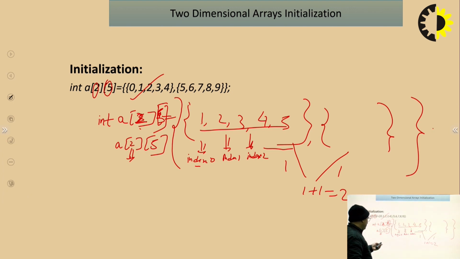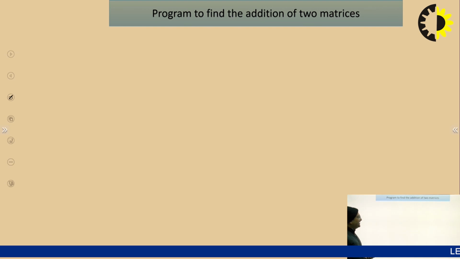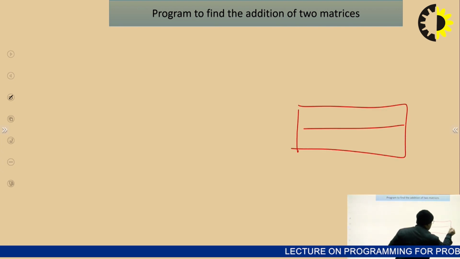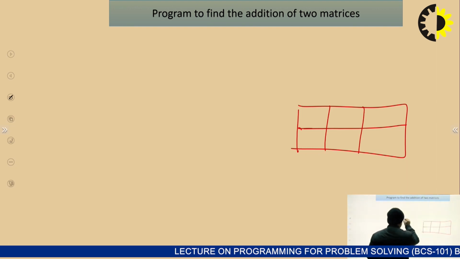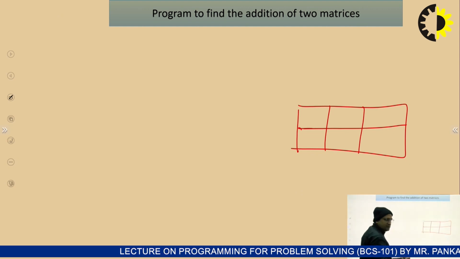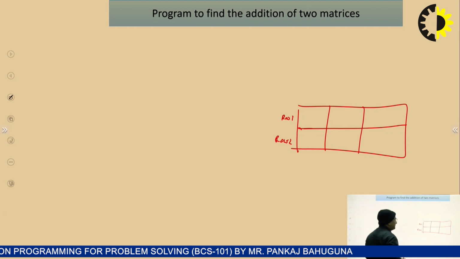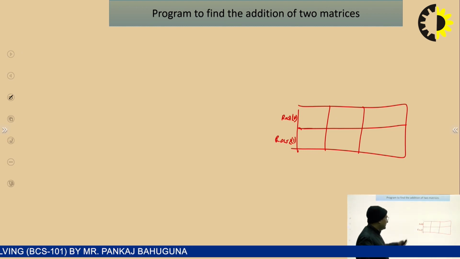Okay. Now, program to find addition of two matrices. If you see very carefully, this was how the representation of the array was, right? A two-dimensional array where it has two rows, row 1 and row 2. Of course, the index will start from 0 and 1. But it has two rows.